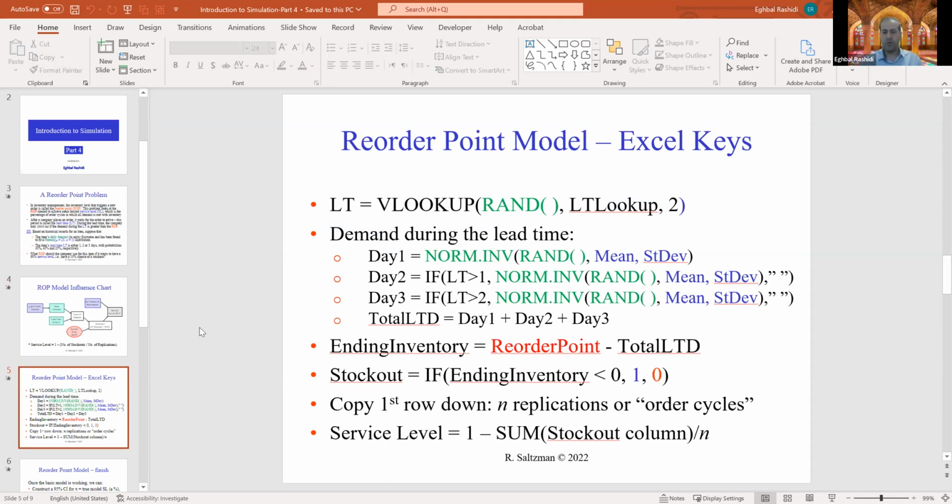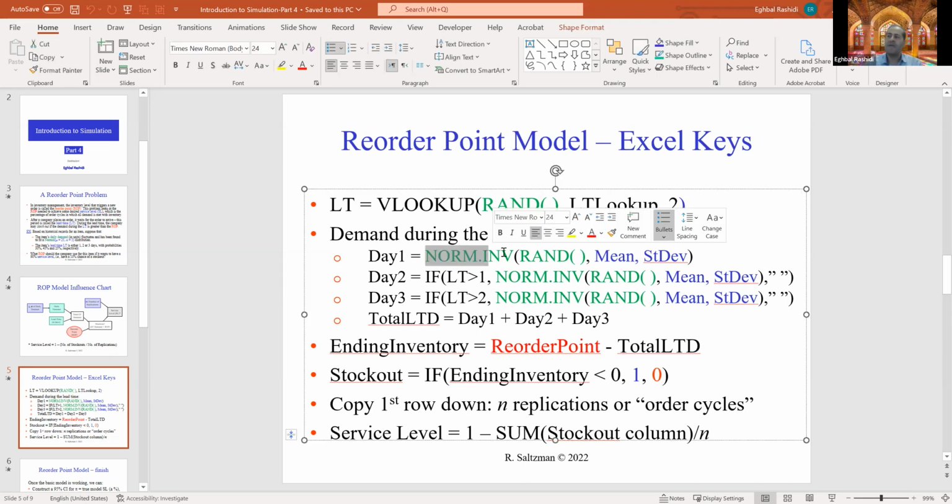So this is how we're going to model this problem in Excel. We're going to use the VLOOKUP function for sampling the lead time random variable based on the discrete random variable that we have. We had done a similar example before for sampling from a random probability distribution. To sample the demand, which follows a normal distribution, we can use NORM.INV, the normal inverse. We give it the RAND function, which generates a random number between 0 and 1, and then the other two parameters, which are the average and the standard deviation for the daily demand.